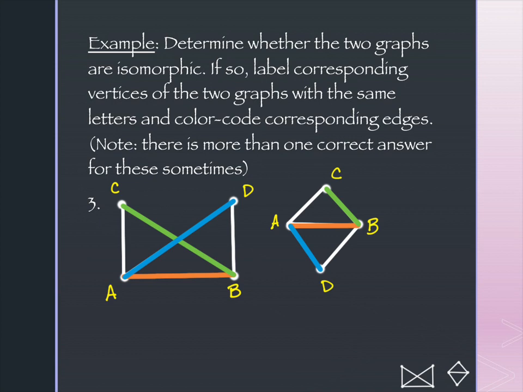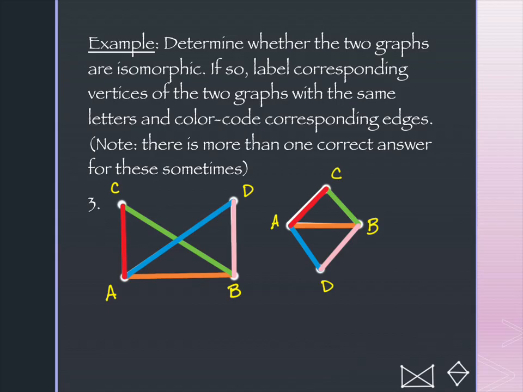All right, I need another color. I'll use red next, actually. Which one do you want to connect next? A and C. Here's A and C, and here's A and C. And then lastly, I will use pink. And we're going to connect the DB and the DB.